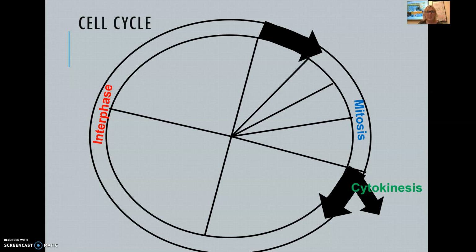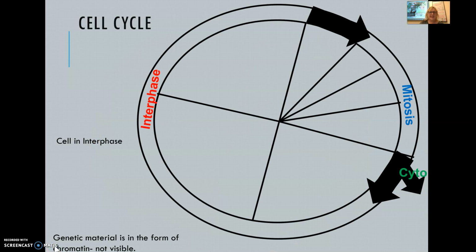So cyto, you might remember from when we did cells, just means cell, that prefix. And then kinesis, right here, it's like movement, kinetics is movement. So kind of a way of talking about how we're ending up with two separate cells. So when you are in interphase, the genetic material is in the form of chromatin, and remember that means it's loose inside. The DNA is wrapped around those histone proteins, but it's very loosey-goosey, not very visible.